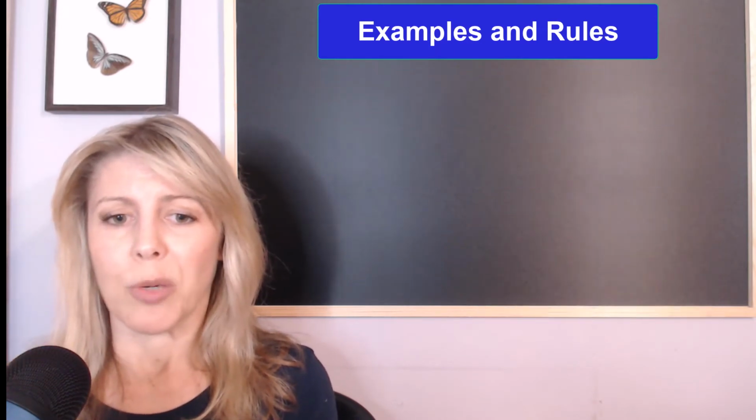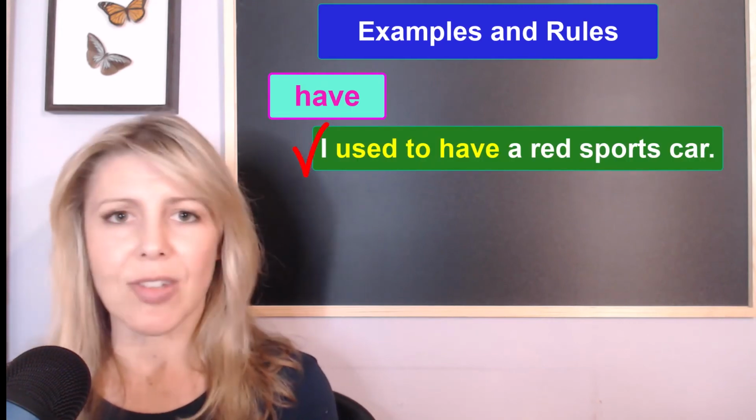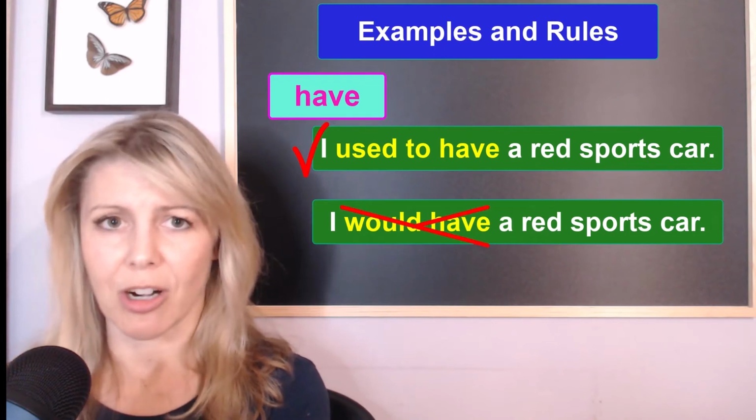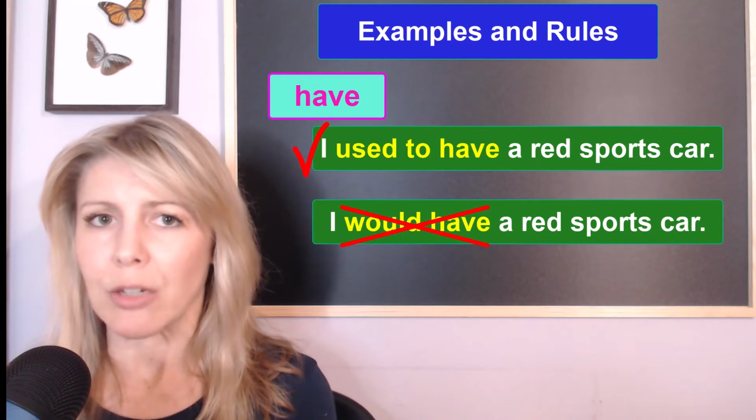All right, here's another one with have. I used to have a red sports car. We cannot say, I would have a red sports car. Again, it doesn't work with have, with stative verbs.